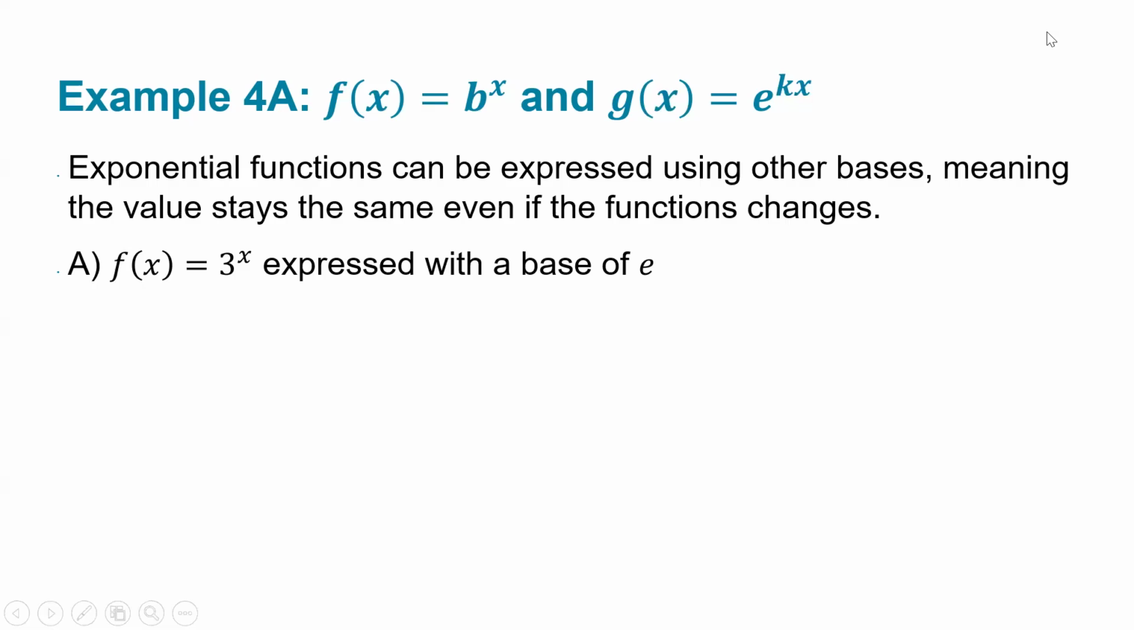It says that I can take any base and turn it into e. All right, let's talk about it. Our goal is to take this and make it into a base of e. To do that, we're going to set it equal to e to the k x. I want them to be the same, to have equal values. So if I want them to have equal values, what can I do to make it happen?